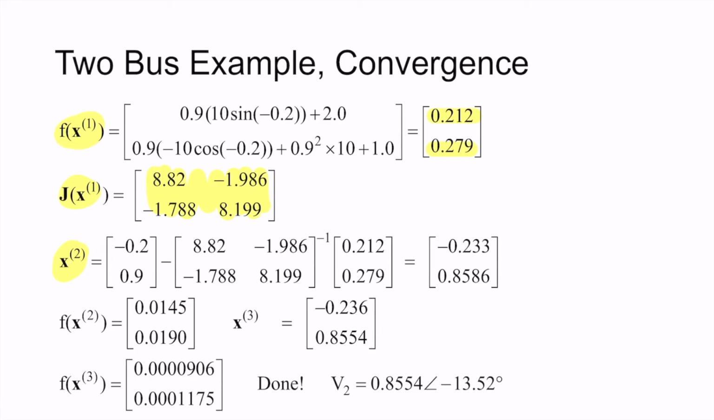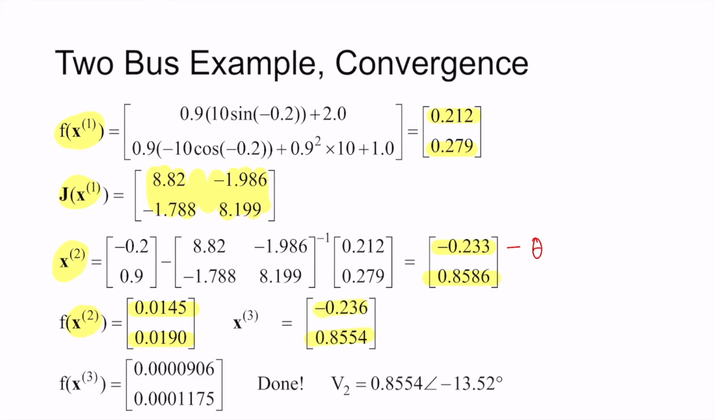I can update the new estimates for the solution. By replacing, I get negative 0.23 and 0.85. And if I'm replacing this in the function, I'm getting 0.01, 0.01. This is very close to 0 already. I'm almost meeting the equations. If I do another iteration, I have another update.